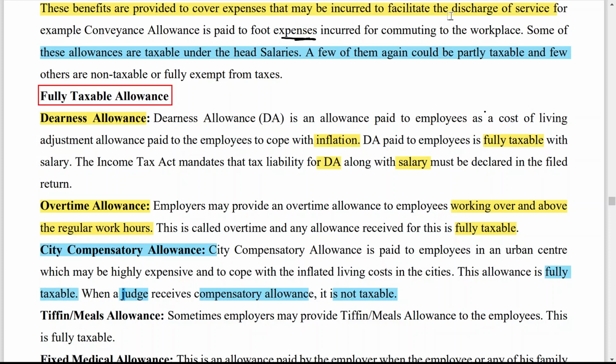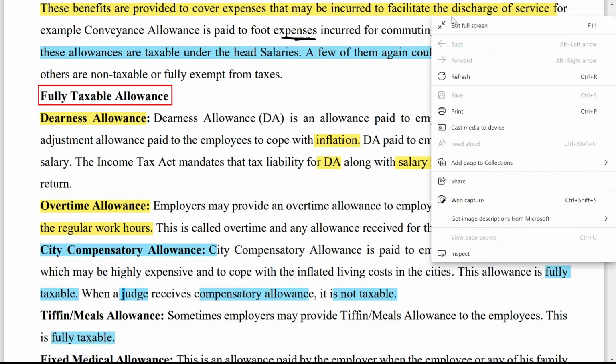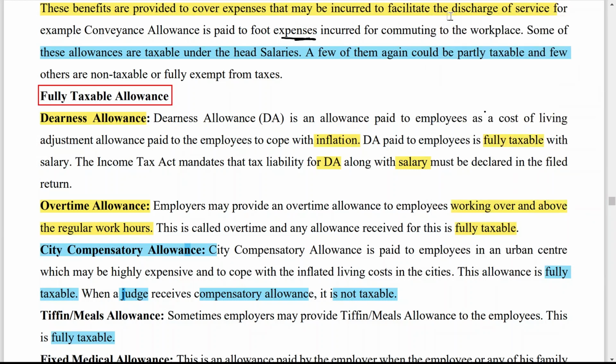Now, the next point is tiffin or meals allowance. Sometimes the employer may provide tiffin or meal allowances to the employees. This is also fully taxable. So these are the short questions that may come into the examination. What types of allowances are fully taxable? This is the list of fully taxable allowances.